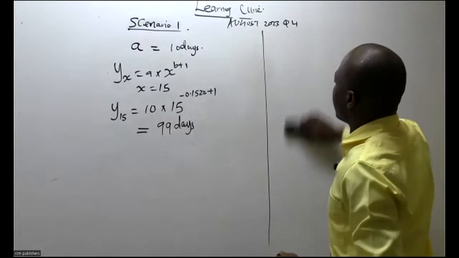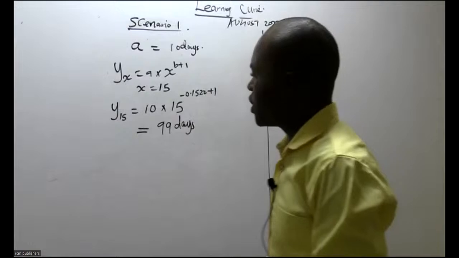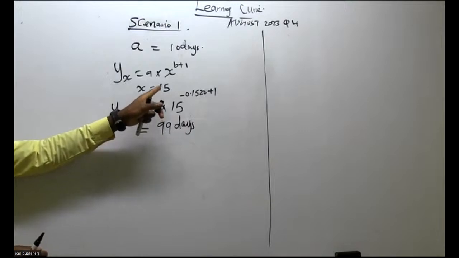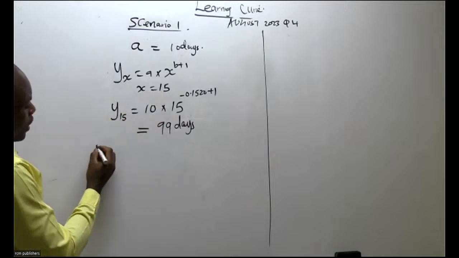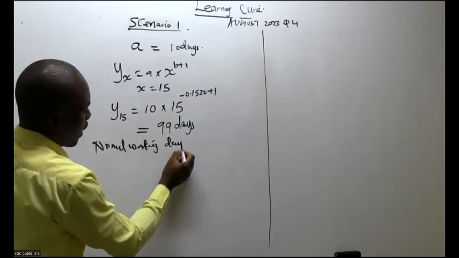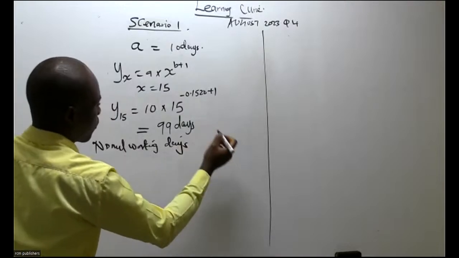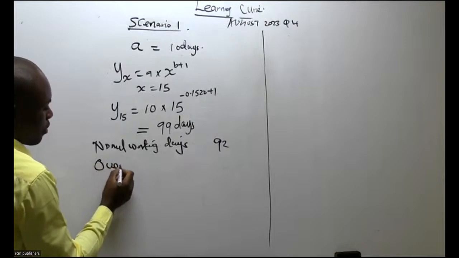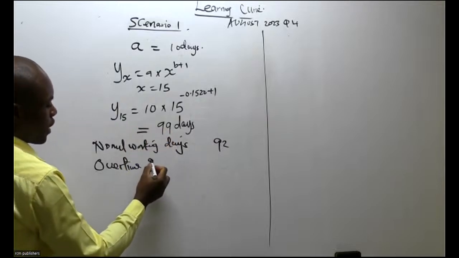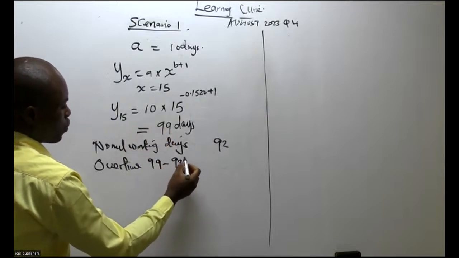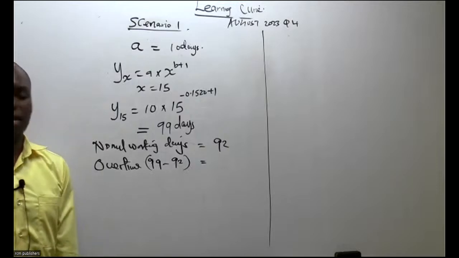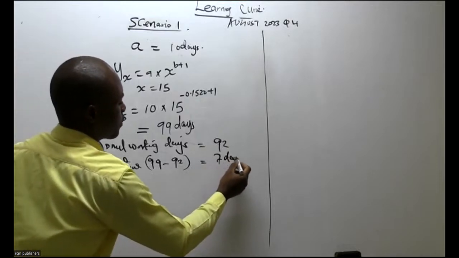Good. I want us to identify some interesting things here. This is the total time they are going to take to produce how many buses? 15. To assemble 15 buses. Now, the normal working days, as per that question we are told is 92. Is it? 92 days. Overtime, tumeambiwa overtime itakuwa ngapi sasa? The total number of days they need is 99. Normal working day has got 92 days. So overtime itakuwa ngapi? 7 days.